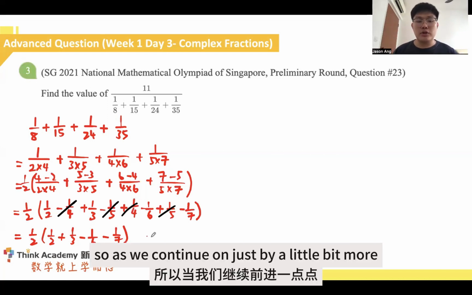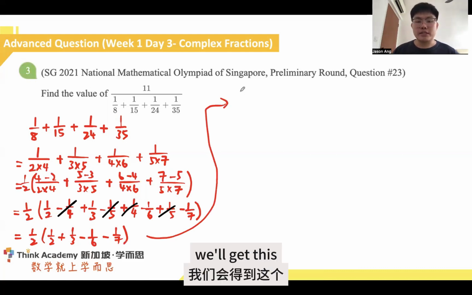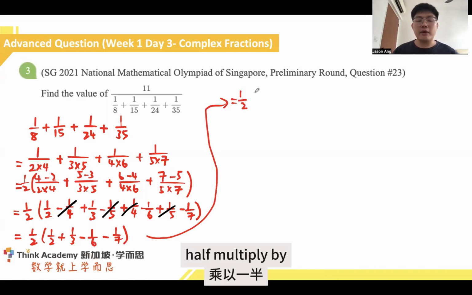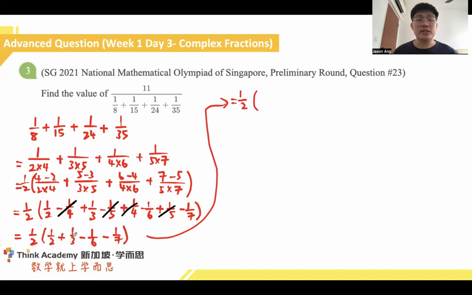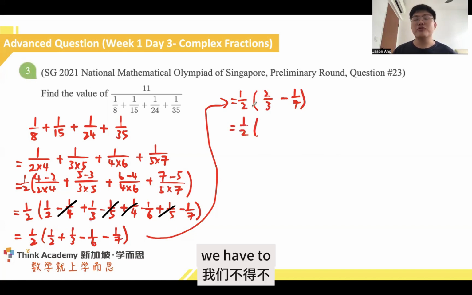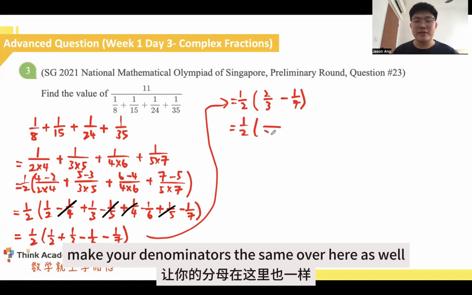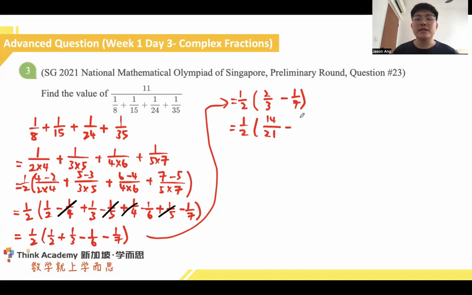So as we continue on just a little bit more, we'll get this. Half multiplied by half plus 1/3 is going to give us 5 over 6 minus 1 over 6, which gives us 4 over 6, or 2/3. 2/3 minus 1 over 7. We just need to simplify this a little bit more. We have to make the denominators the same over here as well. 14 minus 3 over 21. We are going to end up with half multiplied by 11 over 21, or in this case, 11 over 42.